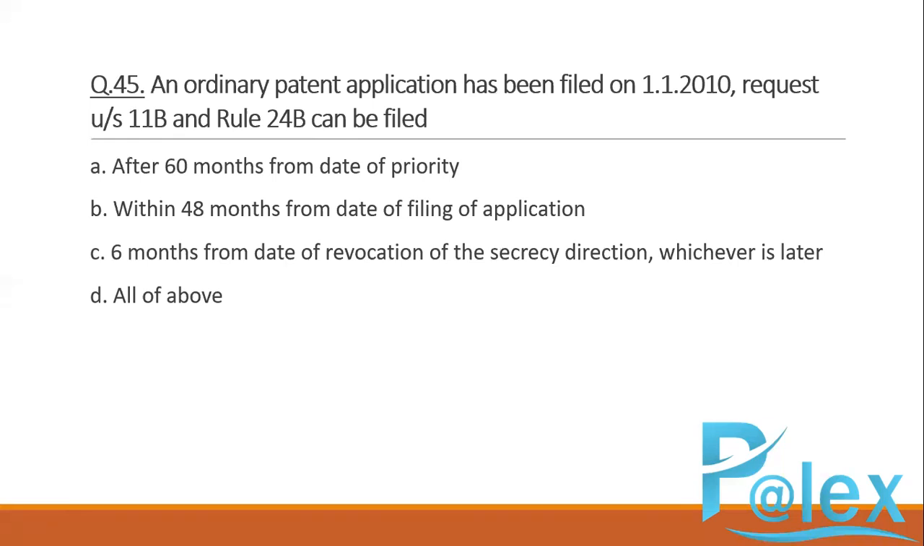Request under 11B and rule 24 can be filed. Now this is a bit tricky unless and until you know what is a request under 11B. You may not be in a position to answer this. Request under section 11B is request for examination, which is usually filed within 48 months from the date of filing of the application, or it is filed 6 months from date of revocation of the secrecy direction, whichever is later. 60 months from priority is a wrong answer. That's the reason even D is the wrong answer.